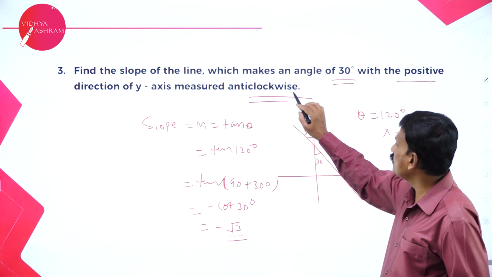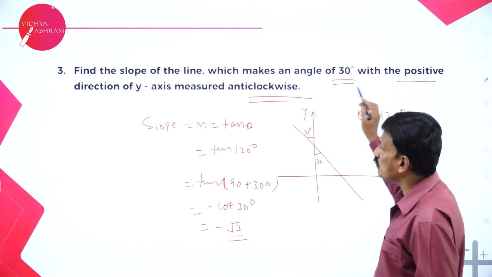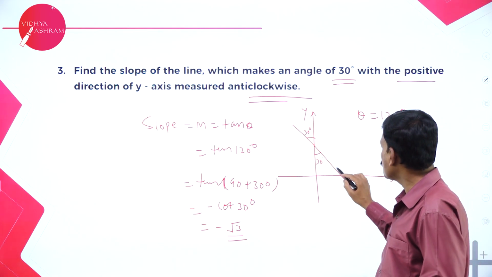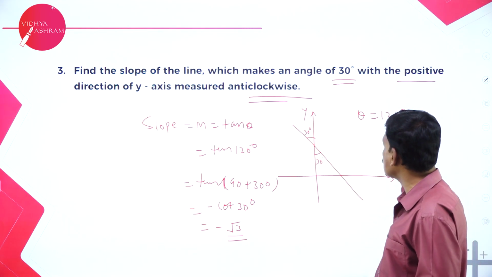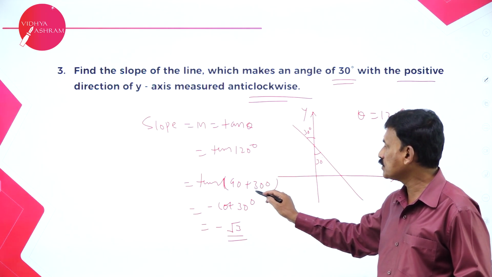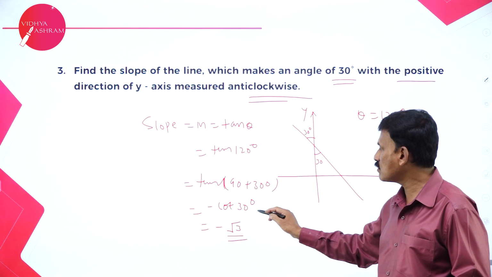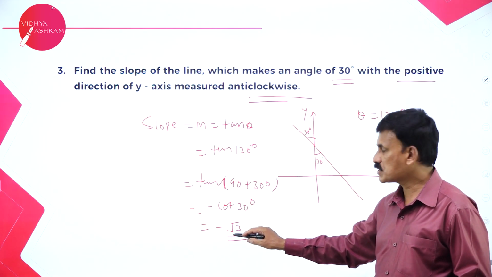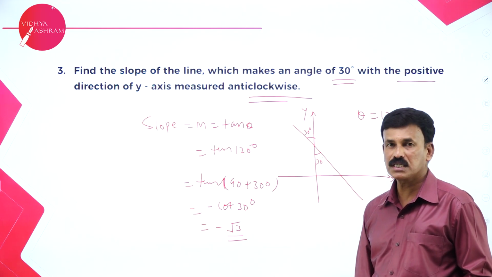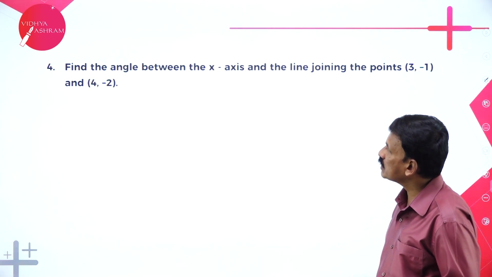So, what is given? The slope of a line which makes an angle of 30 degrees with the positive direction of y-axis measured in anti-clockwise direction. Therefore, angle theta in this case is equal to 120 degrees. Theta is equal to 120 means tan 120 can be written as tan of 90 plus 30, that is cot 30 along with a negative sign, because tan 90 plus theta is minus cot theta, and cot of 30 degrees is root 3. Now, move on to the next problem.